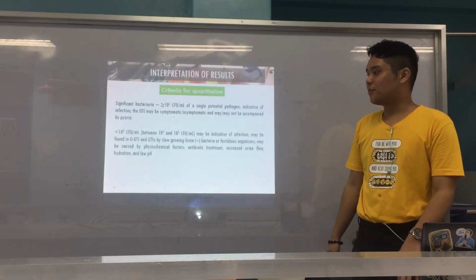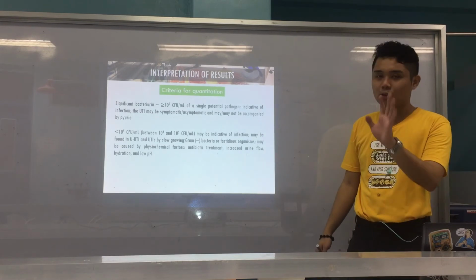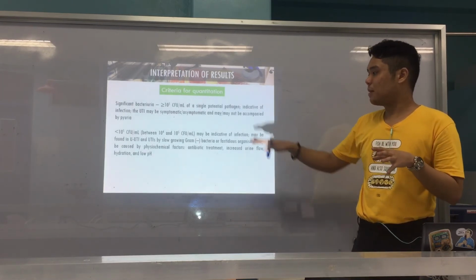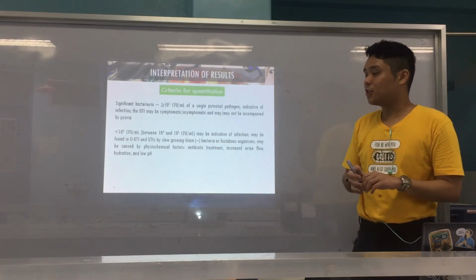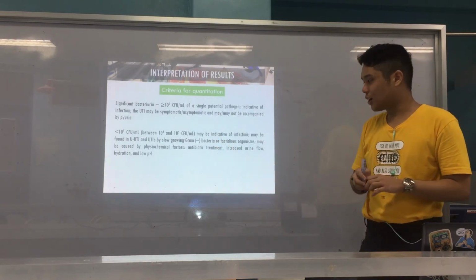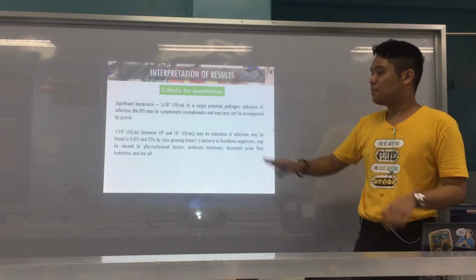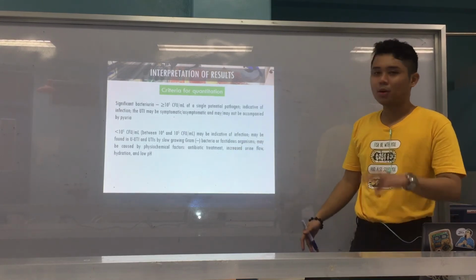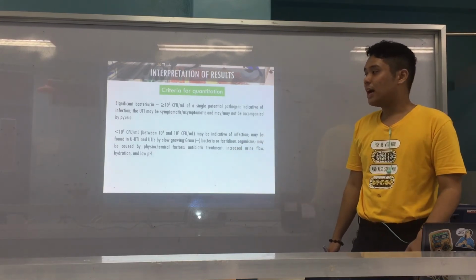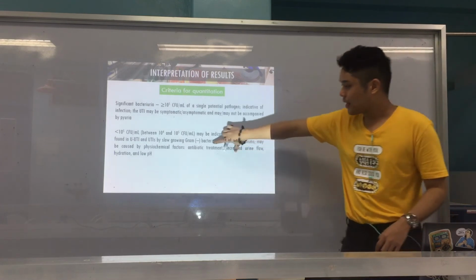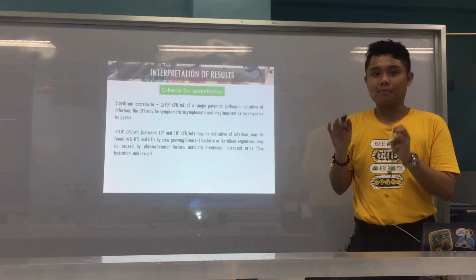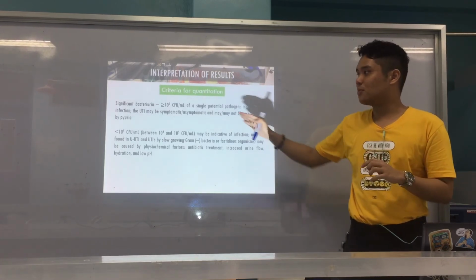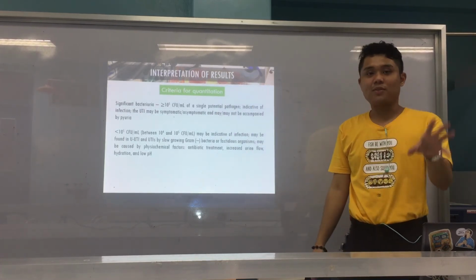Alright, less than 10 to the 5th CFU per ml, between 10 to the 4th and 10 to the 5th, may be indicative of infection, may be found in an upper UTI, and UTIs by slow-growing gram-negative bacteria or fastidious organisms. It may be caused by physiochemical factors, antibiotic treatment, increased urine flow, hydration, and low pH. Because again, those physiochemical factors could affect the growth of the bacteria. That's why it doesn't easily reach greater than 10 to the 5th.